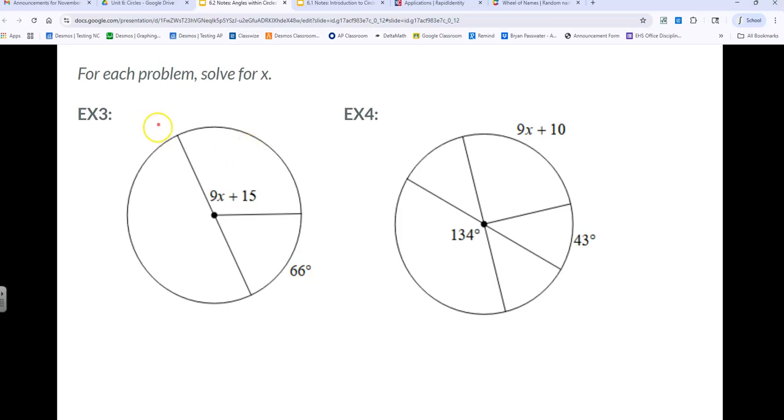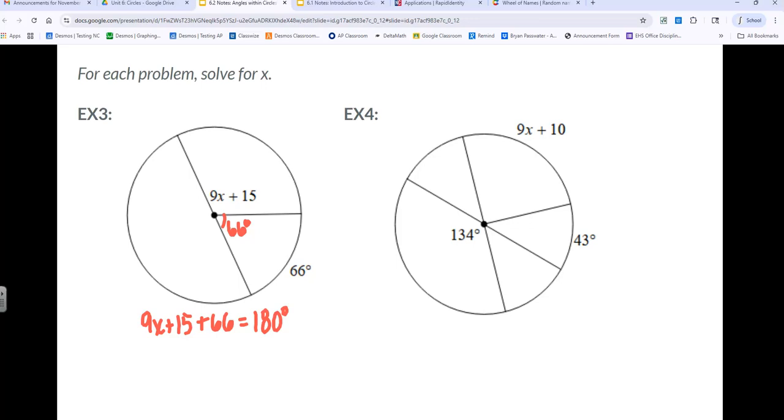So in the first problem there, Heston, I've got 9x plus 15 here. I've got an arc of 66 here, which also means my angle is 66 right there. What do you think we could do on that one? Good. If I add those two together, it should equal 180. So I would say 9x plus 15 plus 66 is going to equal 180. And then I've got an equation to solve. It's a pretty simple equation.